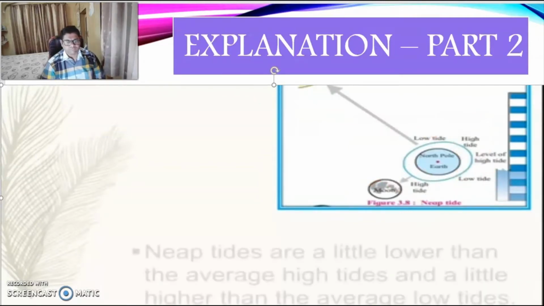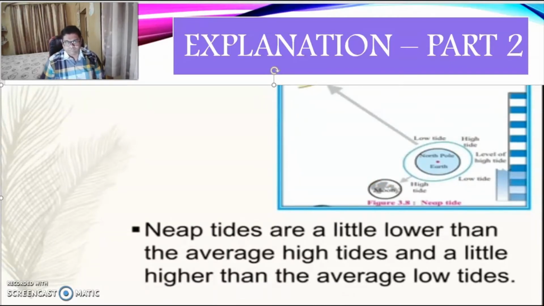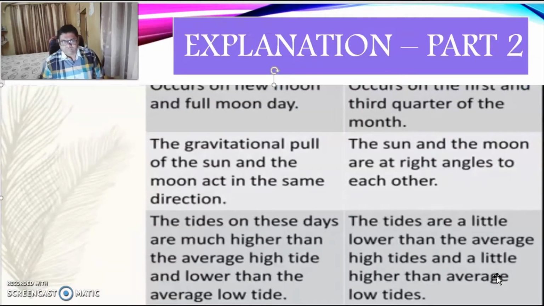Neap tides are a little lower than the average high tides and a little higher than the average low tides. Spring tides, what were they? They were higher than the average high tides and lower than the average low tides. Whereas neap tides are a little lower than the average high tides and a little higher than the average low tides. It's the other way around. That is because of the gravitational force acting in two different directions. You will understand it better when I show you this table.